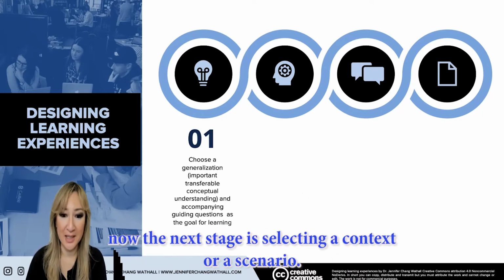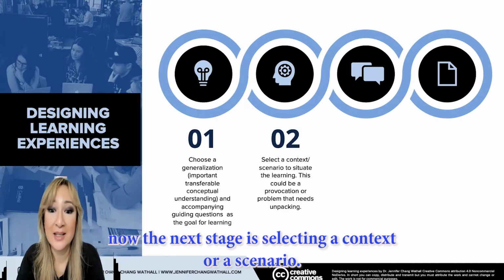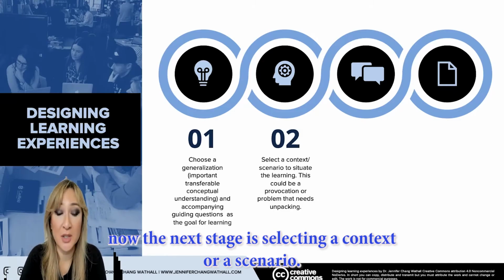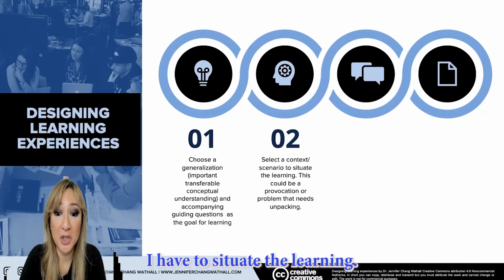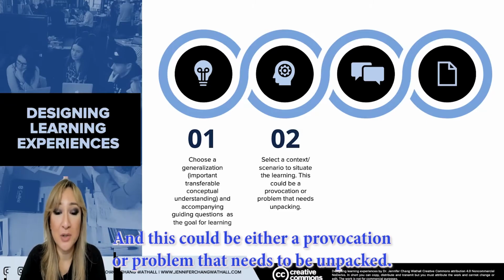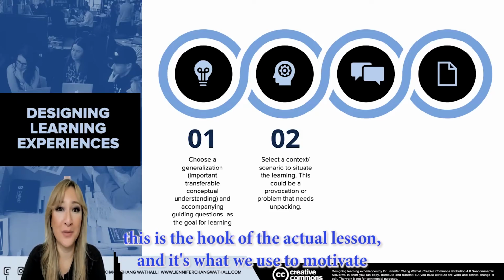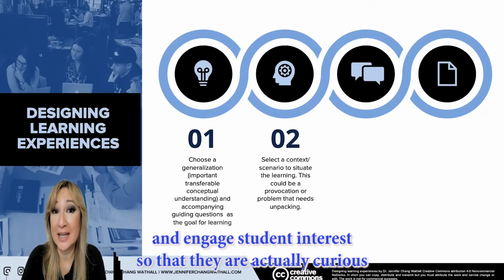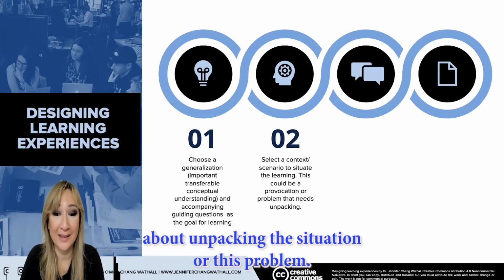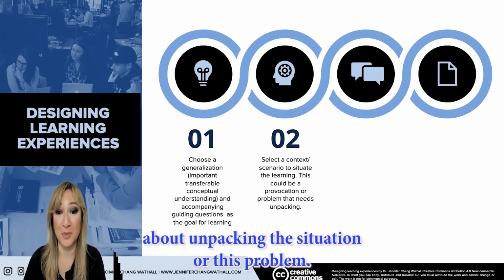Now, the next stage is selecting a context or a scenario to situate the learning. And this could be either a provocation or a problem that needs to be unpacked. We're hoping that in this stage, step 2, this is the hook of the actual lesson, and it's what we use to motivate and engage student interest so that they are actually curious about unpacking this situation or this problem.